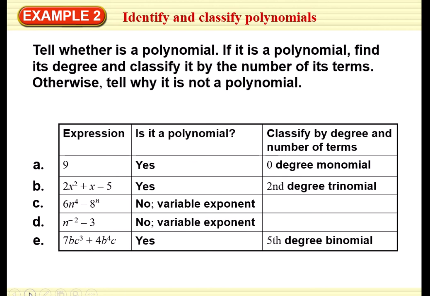In row E here, this is the first time you're seeing two variables multiplied together. So even though there is a b and a c, and then a b and a c in the next term, but they have different exponents, that is a polynomial as well. If you count the exponents, 7bc cubed is degree 4, and then 4b to the 4th c is to the 5th. So that means it is a 5th degree binomial, and bi means 2 terms.